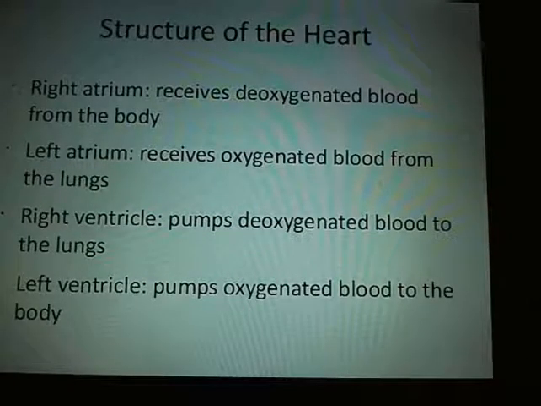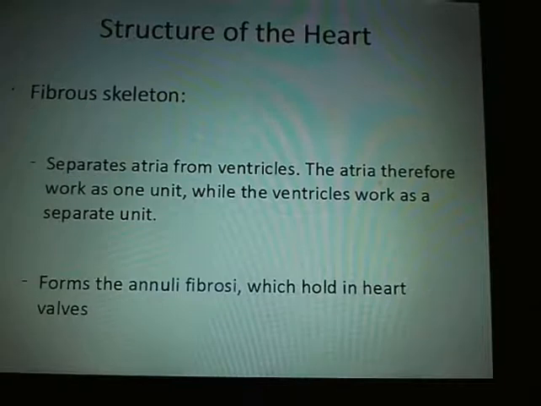Okay, now we're on structure of the heart. We're looking at lab chapter 12. And you have the atriums. The right atrium receives deoxygenated blood. The left atrium receives oxygenated blood. The right ventricle pumps deoxygenated blood to the lungs, through the only artery that carries deoxygenated blood. And then it comes back through the pulmonary vein, which is the only vein that carries oxygenated blood. Like I told you, that's always a good test question.